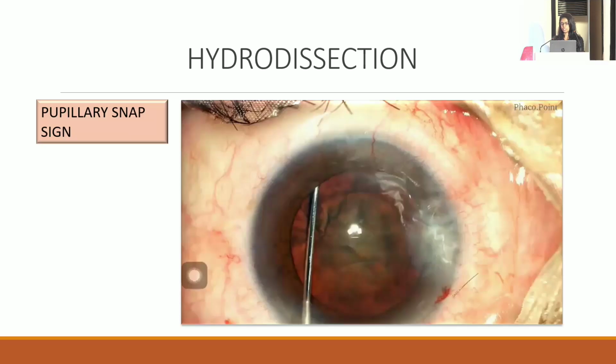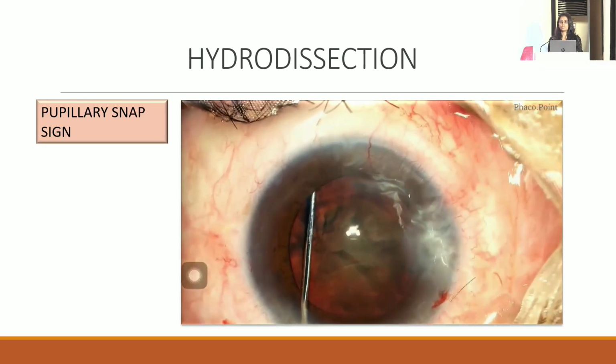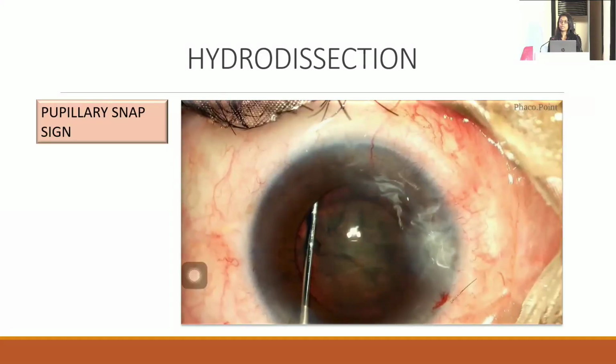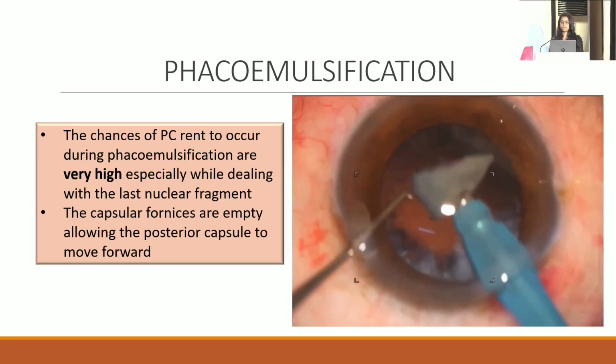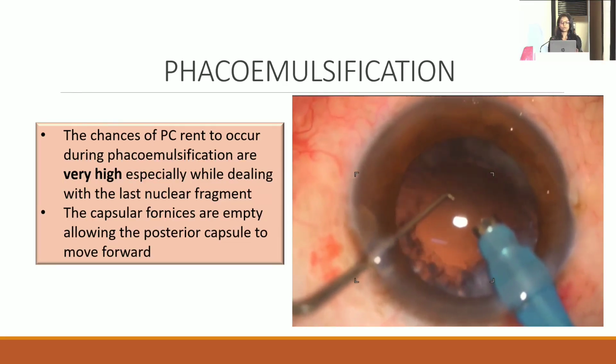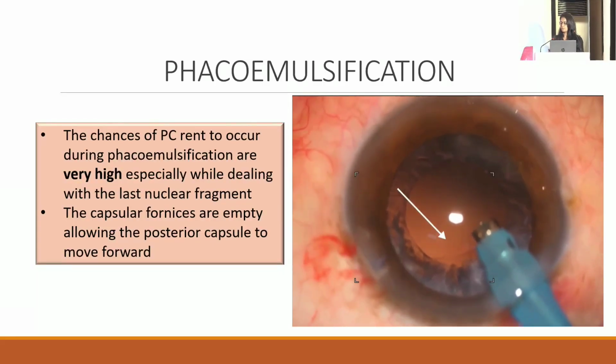First is hydrodissection. In this video, we can see the pupillary snap sign. While doing the hydrodissection, there is a sudden rise in the intracapsular pressure leading to mydriasis followed by miosis, which is known as the pupillary snap sign. PCR during phacoemulsification is very common, especially while doing phaco of the last nuclear fragment, because the capsular fornices are empty, allowing the posterior capsule to move forward.